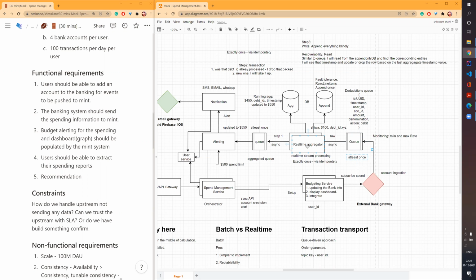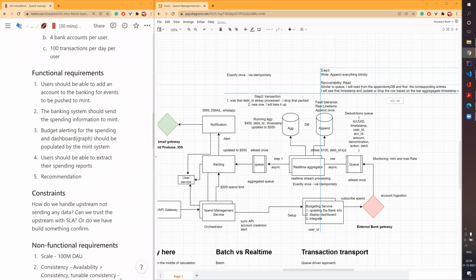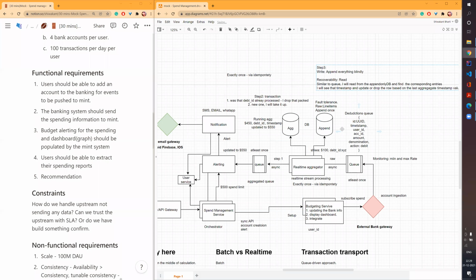And from here on, it will go to a real-time aggregator, and then it will go to the service. So it will do three things. One thing is after the aggregation, it will send the event downstream for further alerting. The second step is that it will update the aggregated DB, and the third one is it will update this append-only DB. So this has some depth.